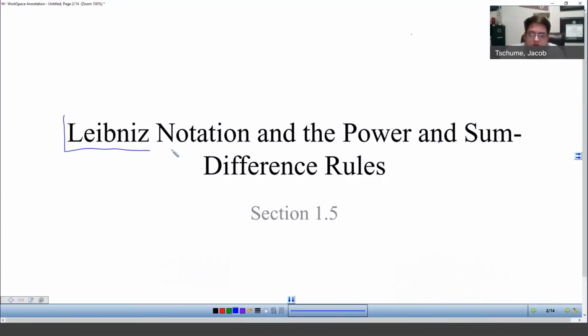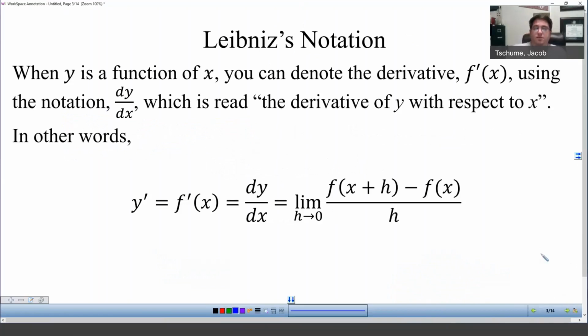Probably the scary word in this title is this one right here, but we're not going to sweat too much on it. It's just a fancy name for a way we can write derivatives that we talked about last time, and we'll go into that in just a second. All right, so let's go ahead and talk about it.